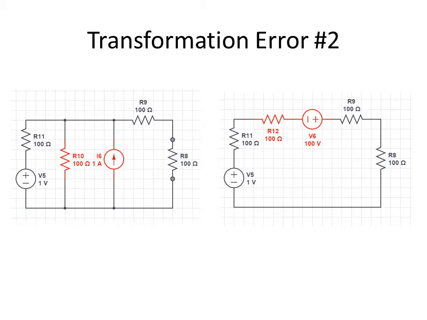Here's another mistake that can be made with source transformation. Let's say you have the circuit on the left and you want to transform the highlighted components. Since it is a current source in parallel with the resistor, it is okay to do this. However, the result on the right is incorrect. Let's take a look at why.